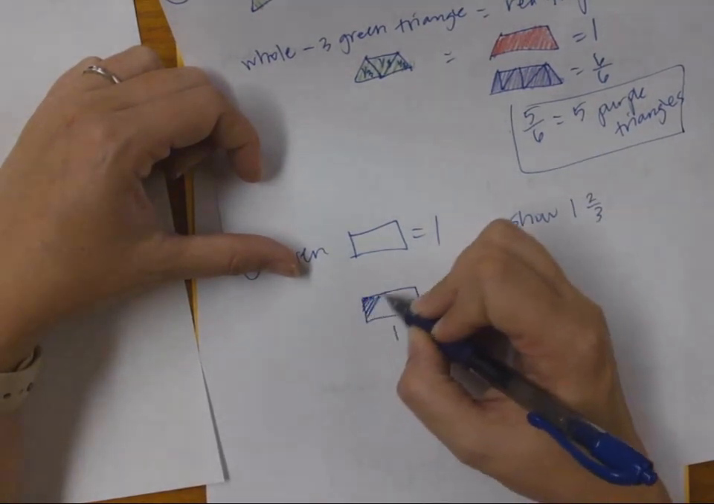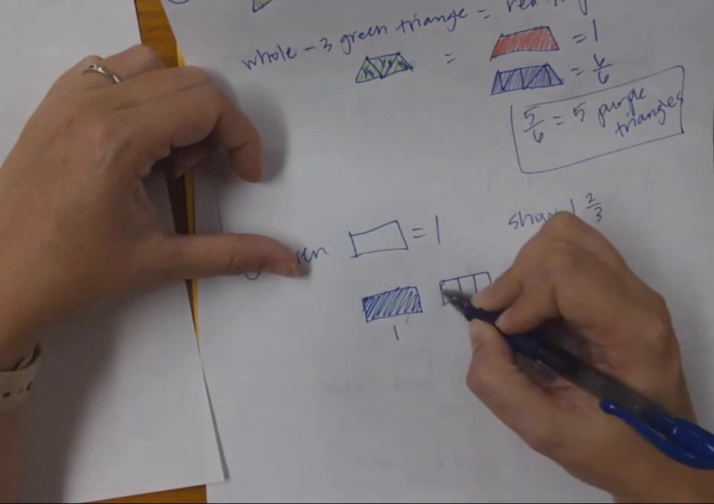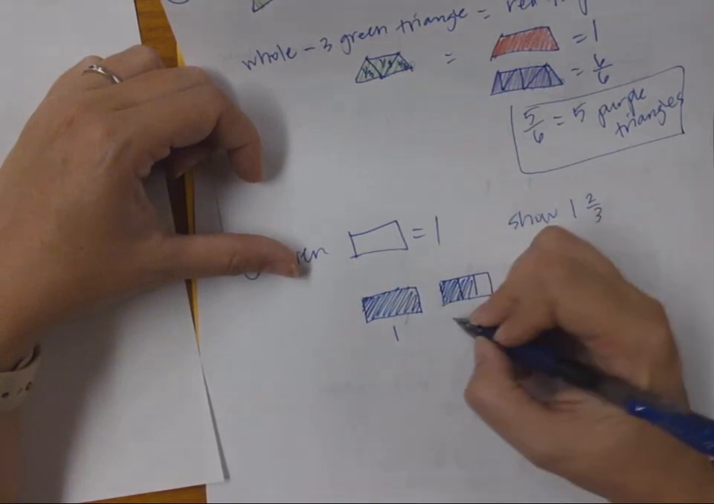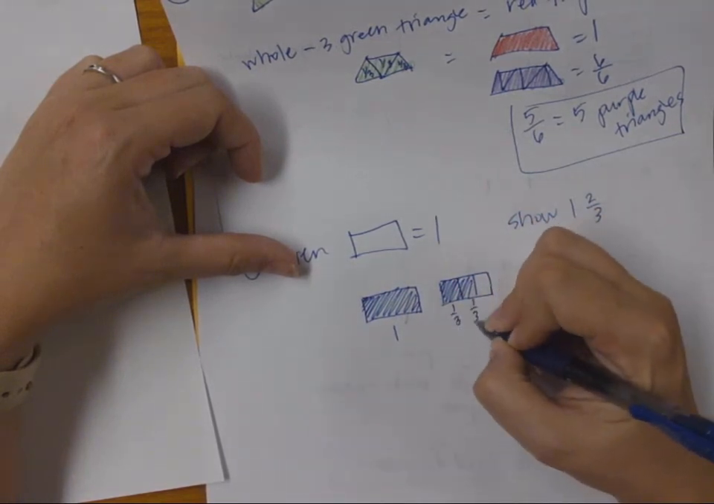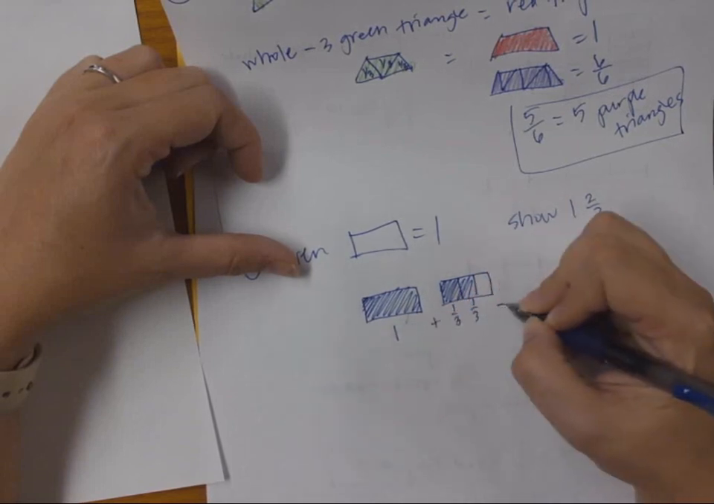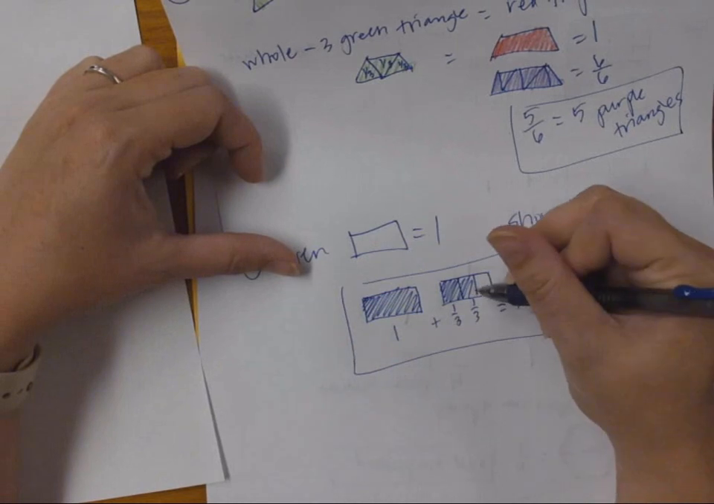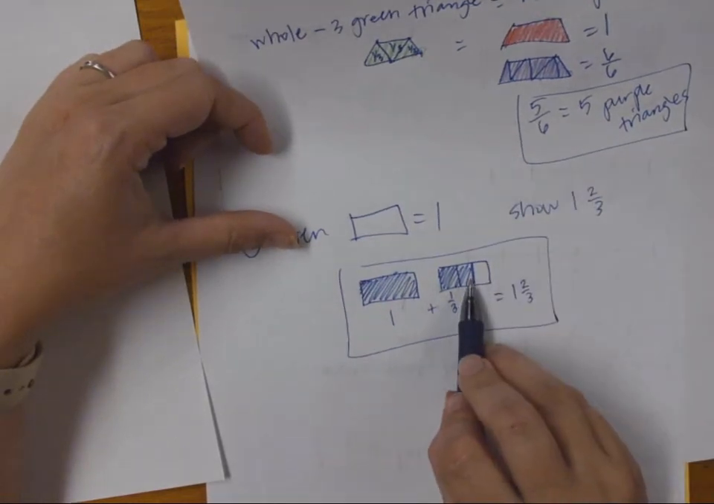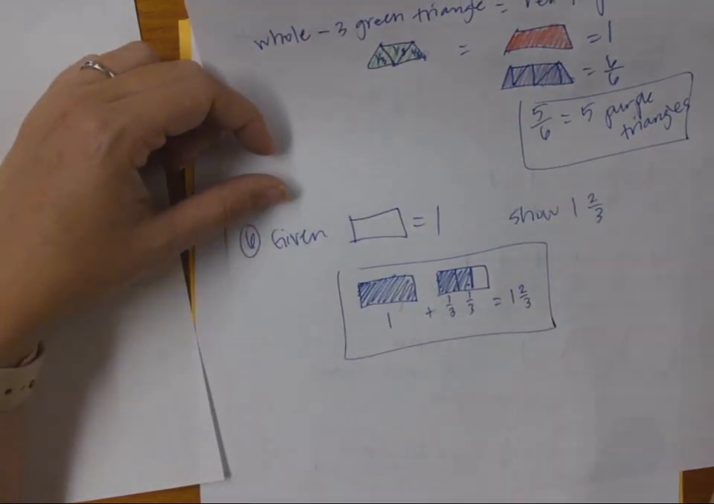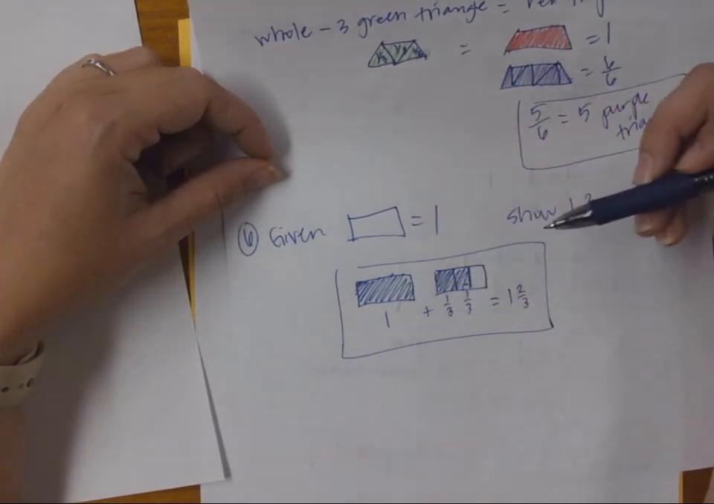So I'm going to shade my whole one over here that I'm going to use, and then I'm going to shade in my 2 pieces. So that's like 1/3, and that's 1/3, and if I add this all together, I get 1 2/3. So this is your answer. You have to draw the whole rectangle and show only 2/3 shaded in. And you have to shade your answer on these.